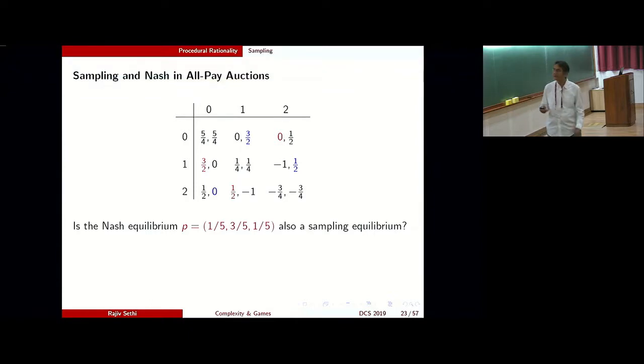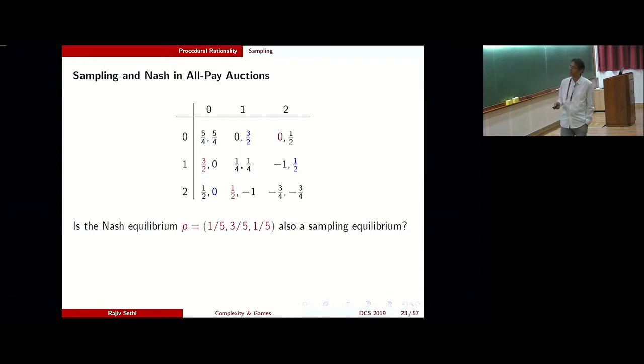The condition for sampling equilibrium is this: if my opponent is playing from this mixed strategy, and I sample and pick the strategy that gives me the highest realized payoff, the likelihood that this strategy gives me the highest realized payoff should be exactly 1/5 for this to be a sampling equilibrium. That's the meaning of sampling equilibrium. So you can see the difference with Nash. It's not best-response-based reasoning.